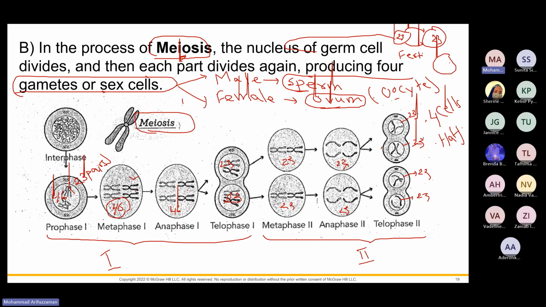So now can you count the number of chromosomes in this cell? 23 from the sperm, 23 from the egg. So it will become 46. And this gives rise to the whole embryo and the fetus. That's why meiosis reduces the number of chromosomes from 46 to 23.